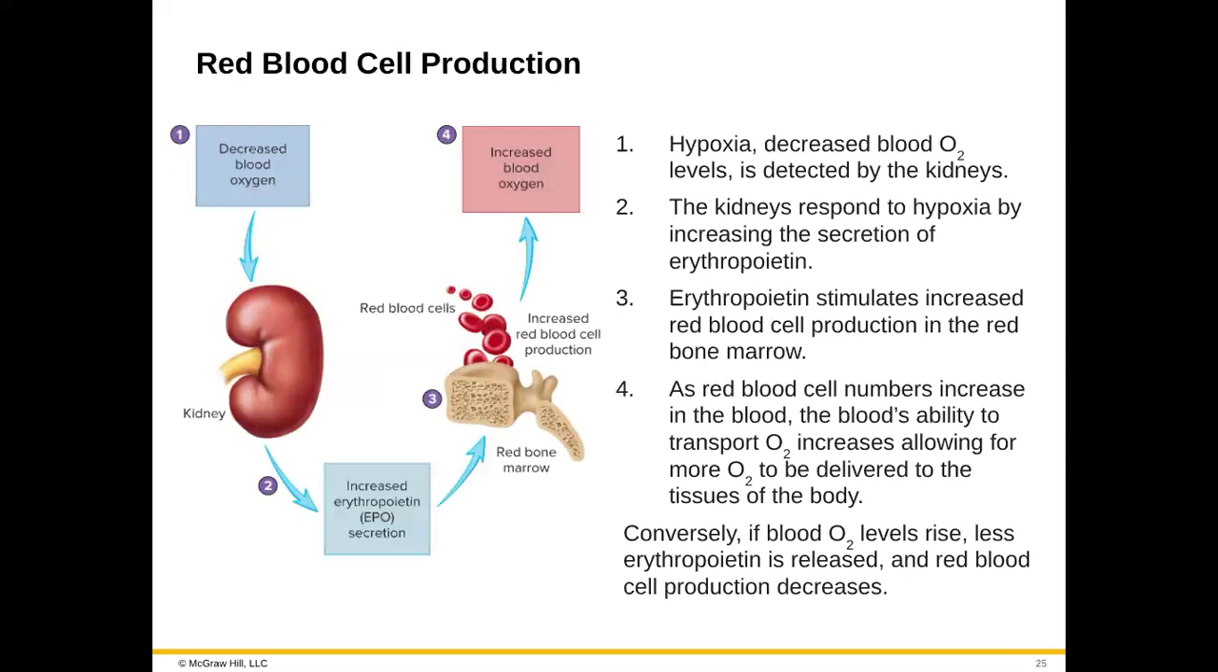So looking at red blood cell production here, we have decreased blood oxygen. That's going to send a signal to the kidney to increase EPO, or erythropoietin. That will act on the red bone marrow, which is where we're creating all of our red blood cells. We'll have an increase in red blood cell production, and then we'll have increased blood oxygen.